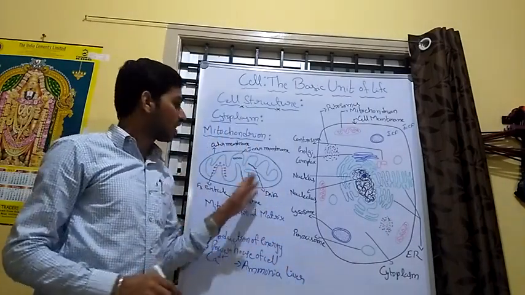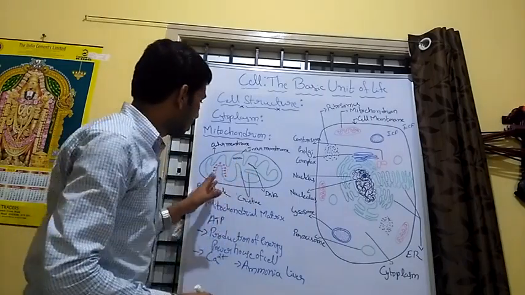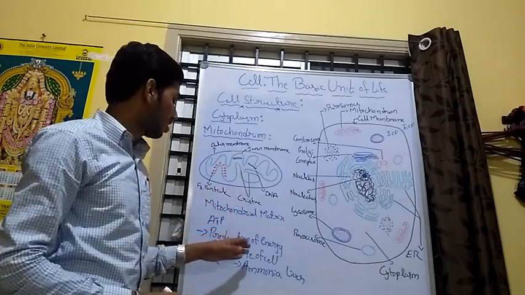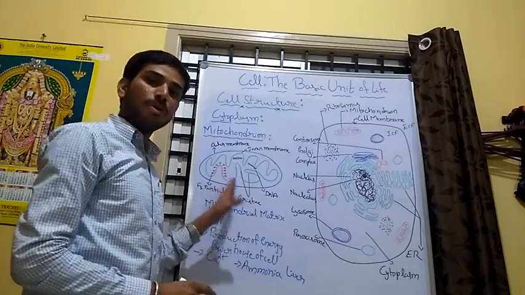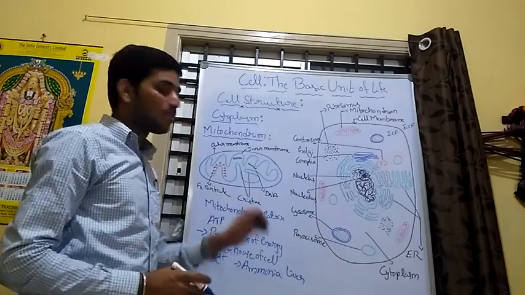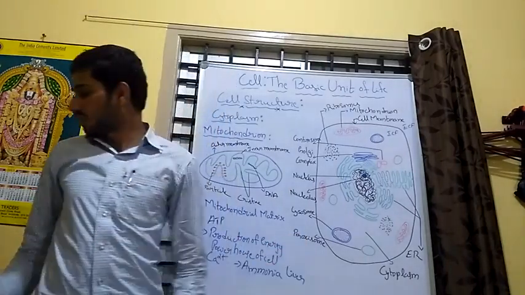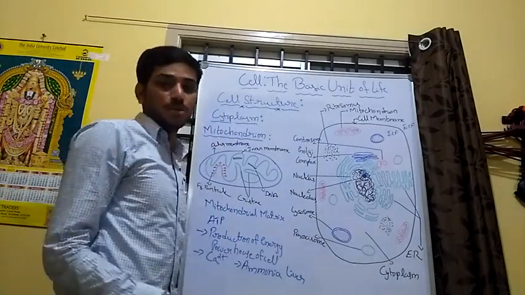The mitochondria is a membrane-bound structure with two layers. The inner layer forms the cristae, and its function is the production of energy. That's why it's called the powerhouse of the cell. It also stores calcium and degrades ammonia in the liver. Next, we move to the ribosomes.